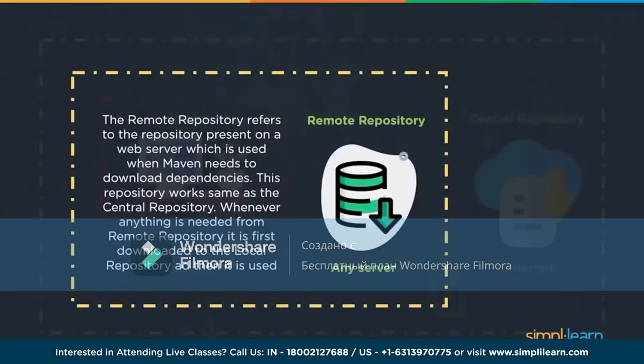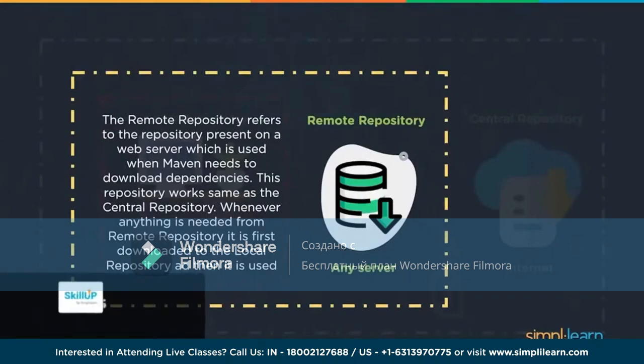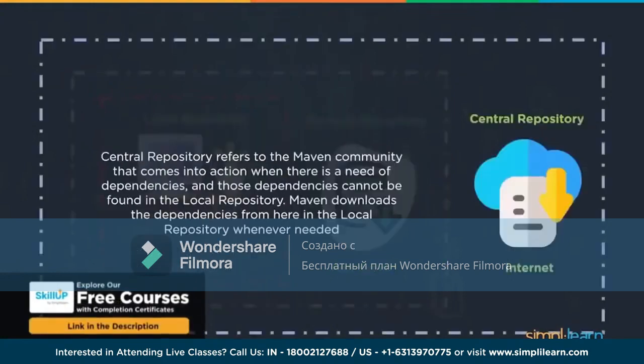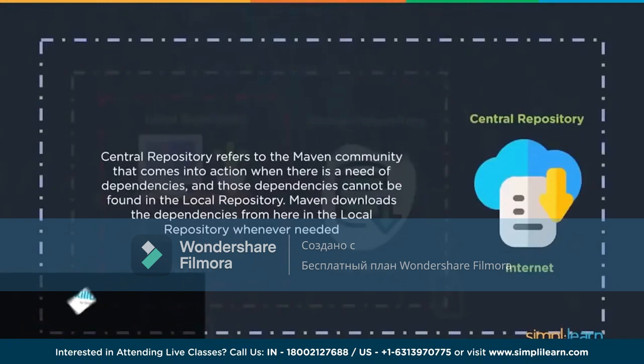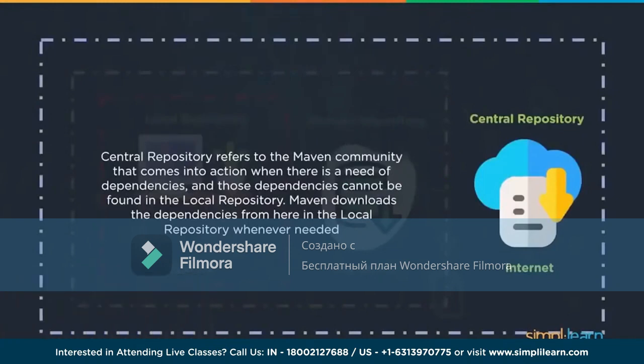These repositories work similar to the central repository. Whenever anything is needed from the remote repository, it's first downloaded into your local repository and then utilized. So if a dependency is not there in the local repository, it will first be downloaded from the remote repository and then referenced on the local machine. And the central repository refers to the Maven community repository, where you will be able to see each and every dependency present.